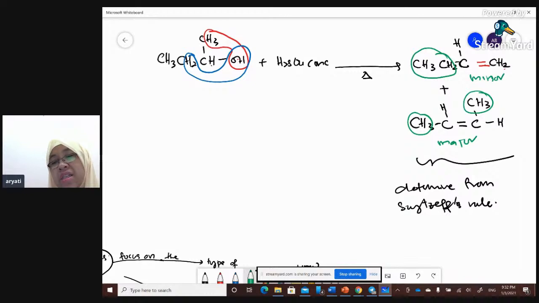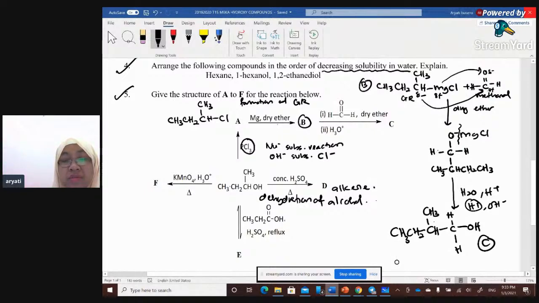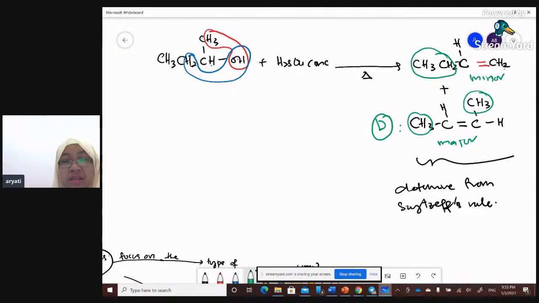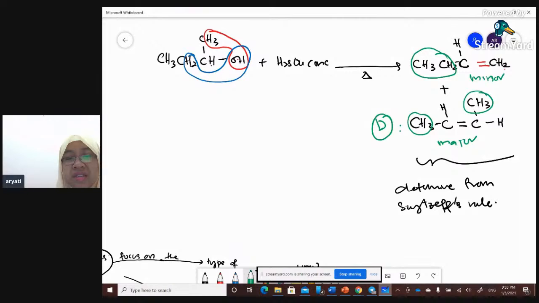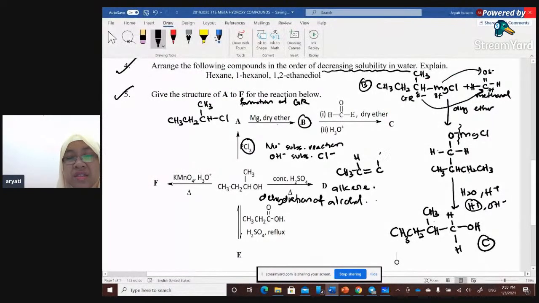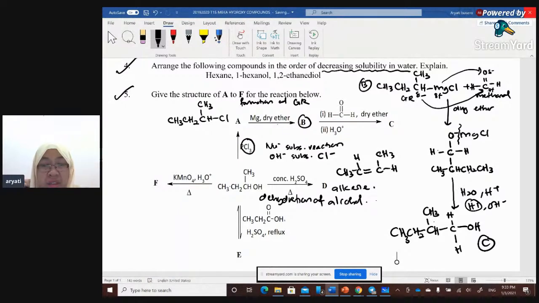So kalau dia kata D mana satu, D mestilah the major product. Sebab minor tu dia punya the amount is very very small. So D, the answer for D is CH3CH, inilah CH3 CH double bond CH3 CH. So this is the answer for D. Okay, E.